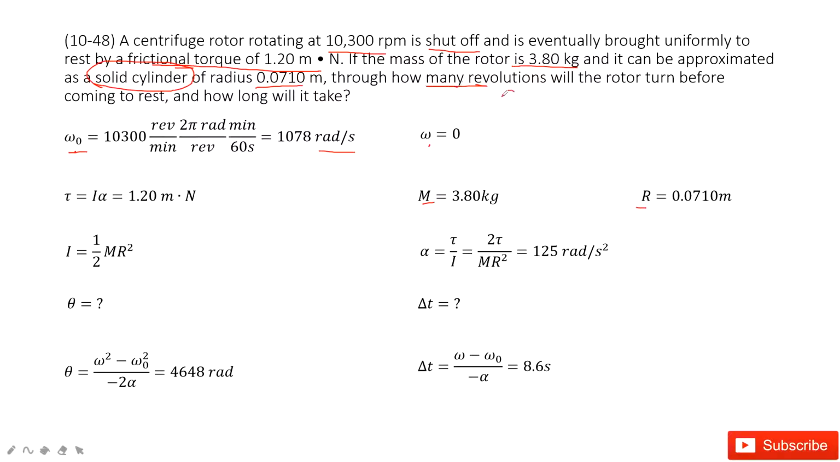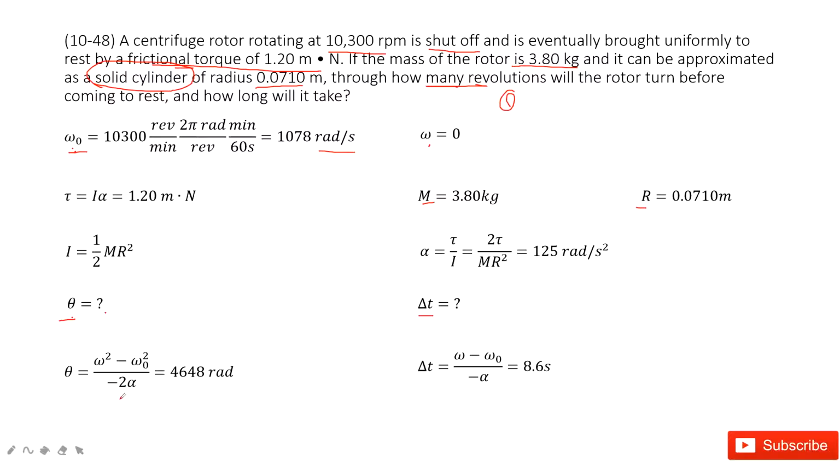So this one asks you the final angle theta, right? Angle theta. And then, will the rotor turn before coming to stationary, and how long will it take? It asks you for the delta t. See, these are the given quantities. It asks you to find the angle theta and delta t. So how can we do that? If we want to find the angle theta, we know the initial angular velocity and final angular velocity. Then we know these quantities about the torque, mass, and radius.